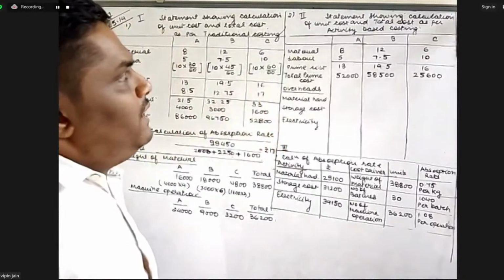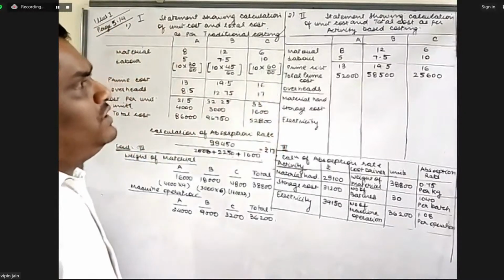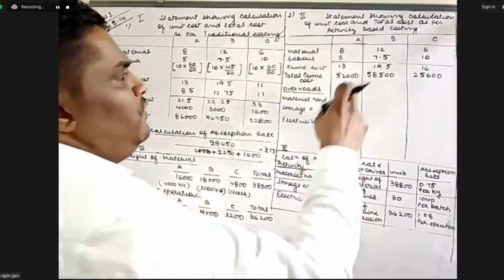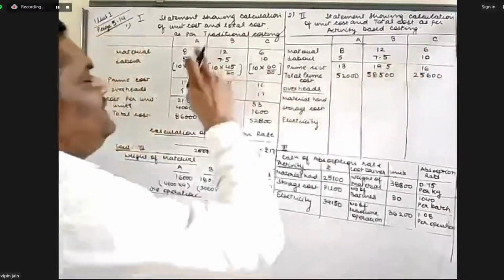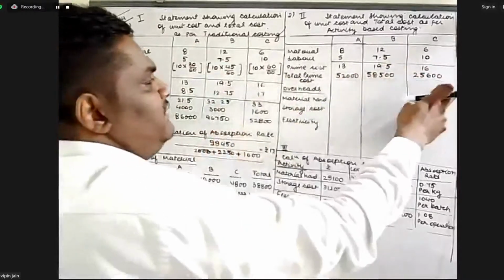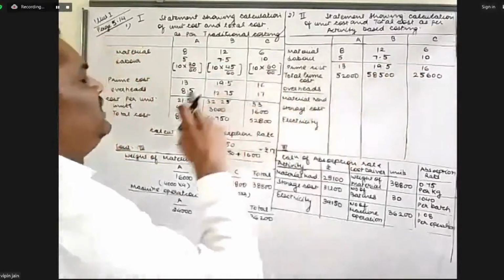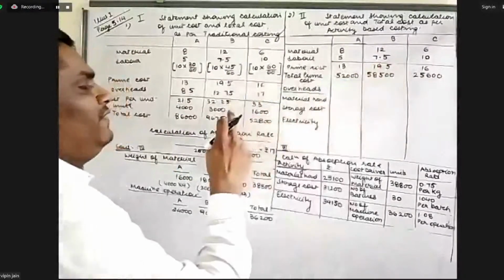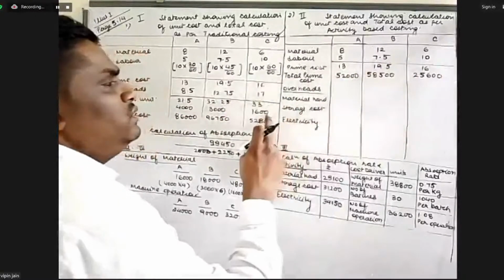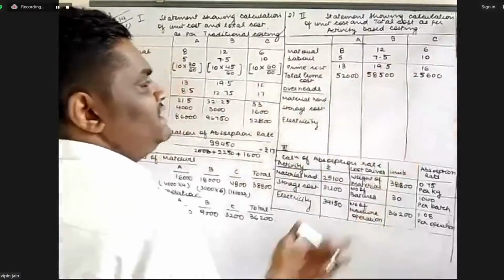So herein, when talking about the statement showing calculation of unit cost and total cost, we have got the prime cost, that is the same 13, 19.5 and 16. So the total prime cost will be 13 into 4,000, 19.5 into 3,000 and 16 into 1,600. So this is how we got these figures.